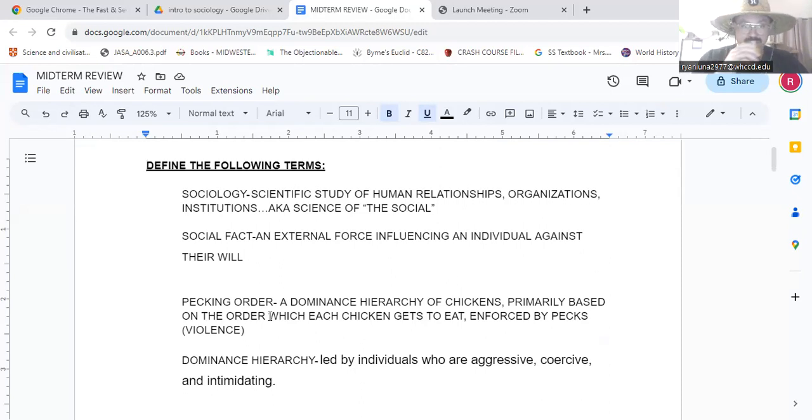Okay, social fact: an external force influencing an individual against their will. Durkheim came up with this idea. Also, who invented sociology? Durkheim. You don't know what font this is. Okay.